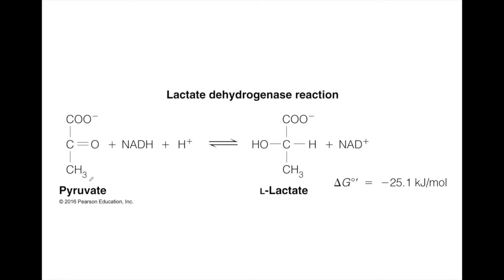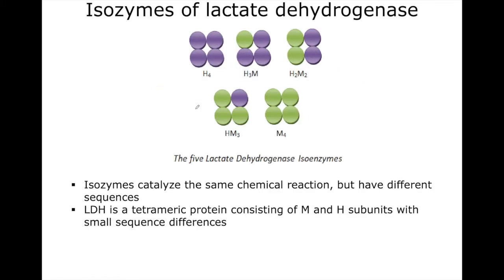So here's that reaction in just a little more detail. Here we have the pyruvate, NADH, and that's converted to lactate, NAD+. This is a very exergonic reaction. And this reaction is catalyzed by an enzyme called lactate dehydrogenase. Now, just a little bit about lactate dehydrogenase. It's an interesting enzyme. It contains different isoforms or isozymes. Isoforms and isozymes are basically different forms of an enzyme that catalyze the same reaction.